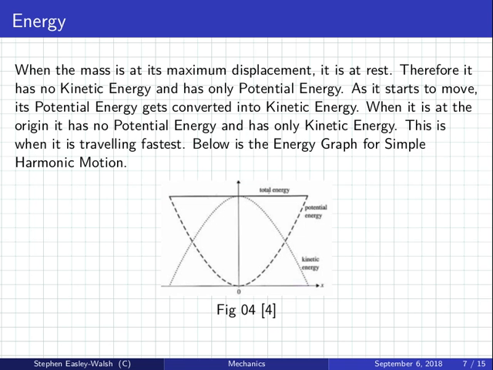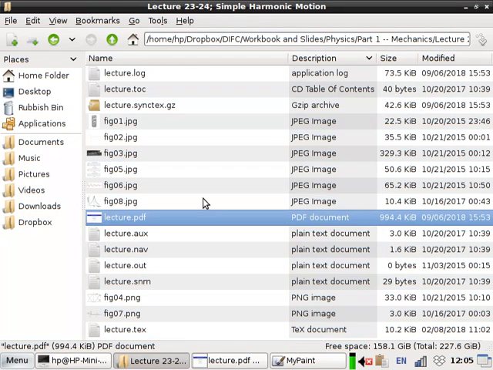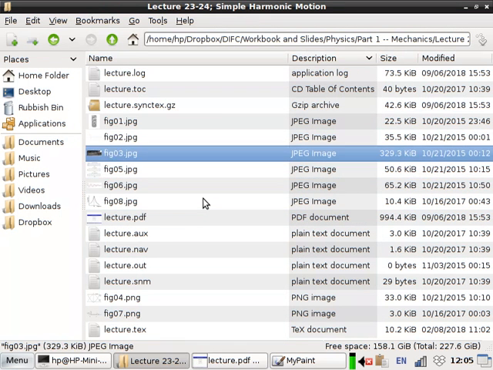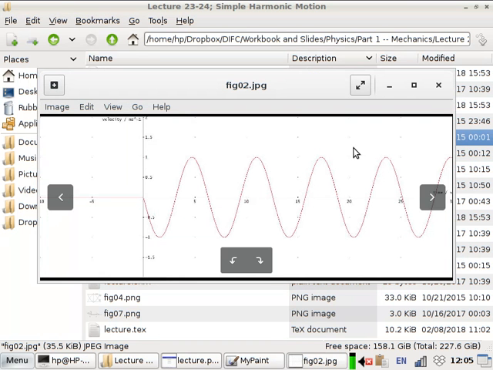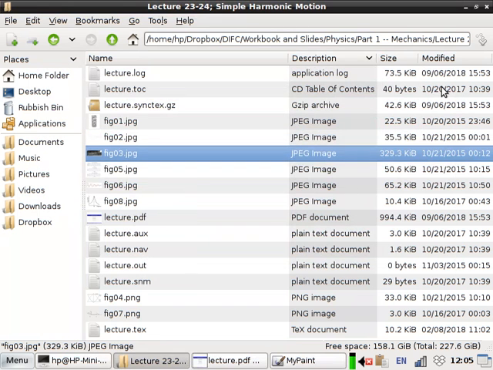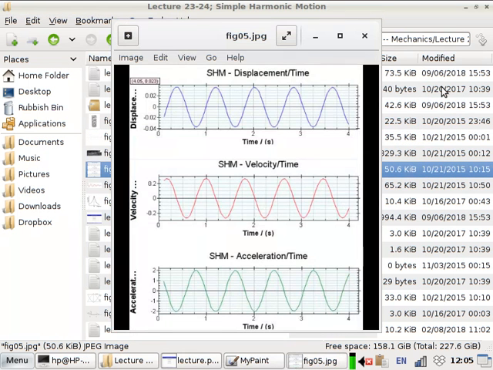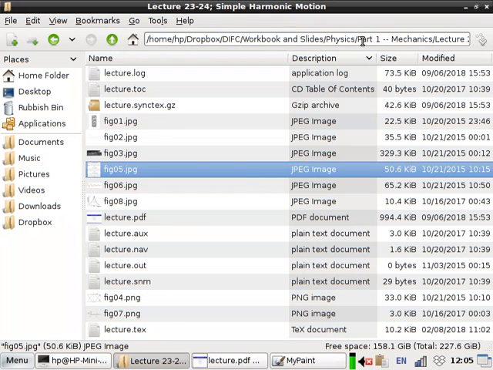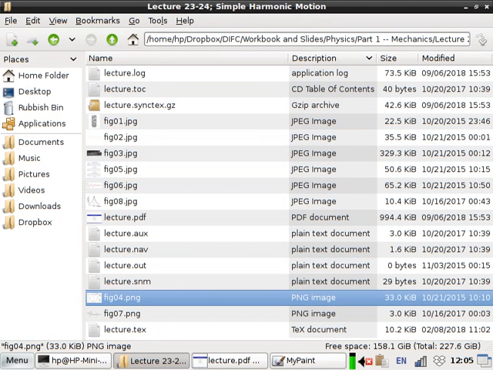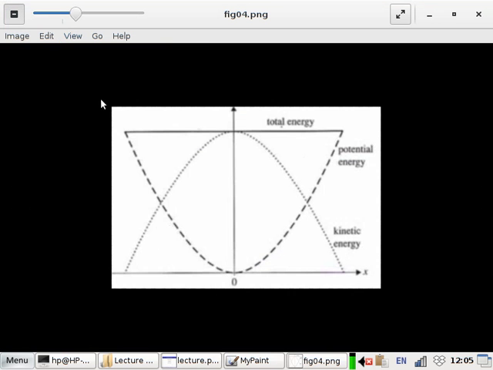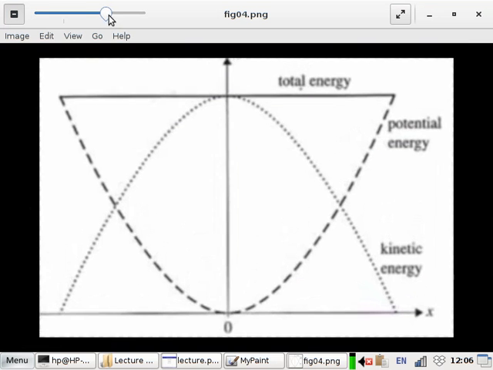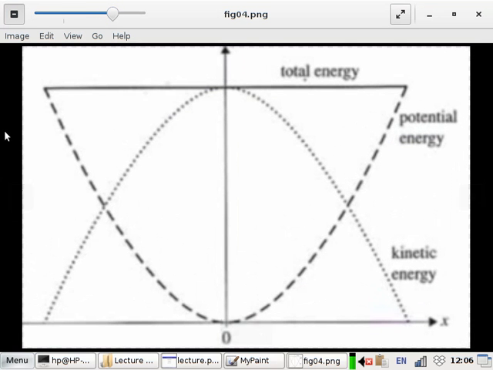Can you make it a bit bigger? I don't think I can, but I might be able to open the picture up separately. Maybe it's this one? No. Maybe it's this one. No. This one. Okay. Zoom in. I hope you can all see that.